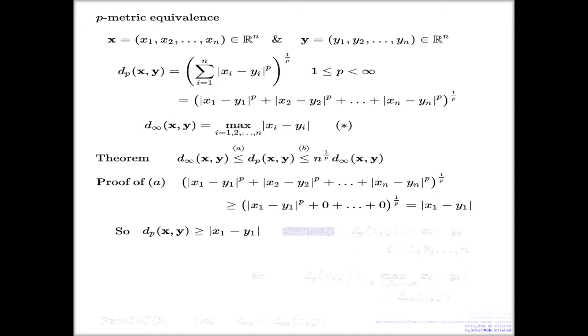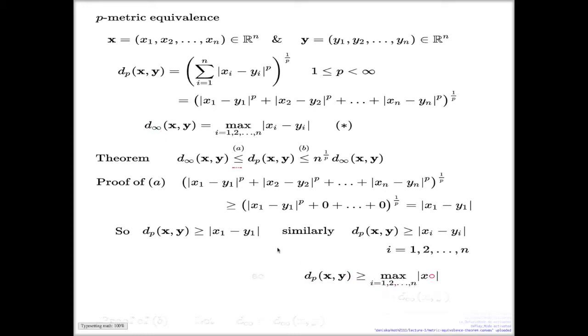So basically, repeating the argument similarly, I can say that d_p metric of x and y is greater or equal than the difference of any other i-th component, where i takes any value 1, 2, up to n. So from here, if my d_p metric is greater or equal than every individual difference, obviously it will be greater or equal than the max of those differences. If it's bigger than every individual number, it's bigger than the max of those numbers, right? But the max of those numbers is the d infinity metric. And that finishes the proof of this inequality.